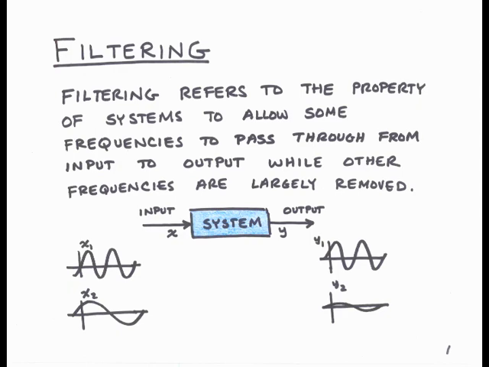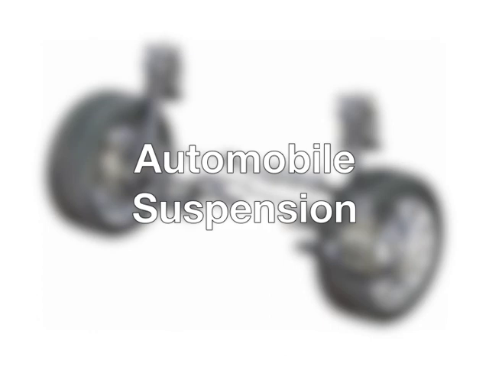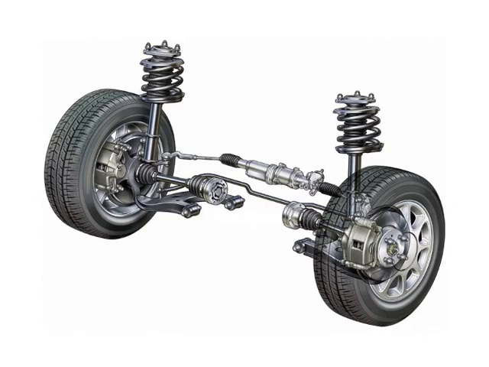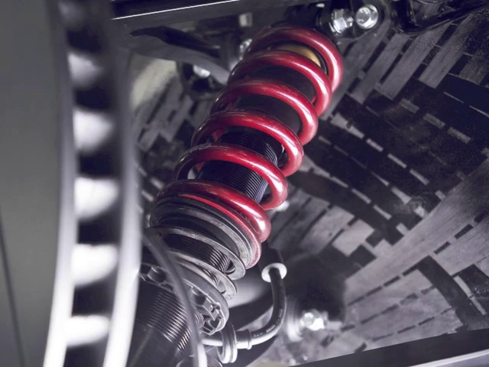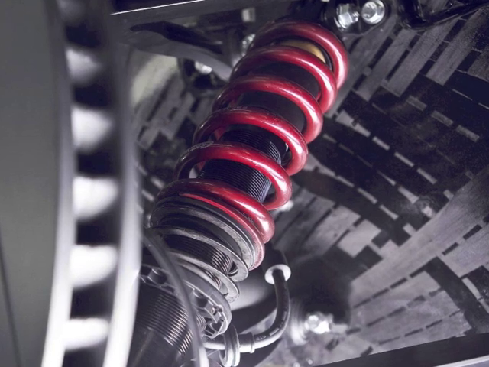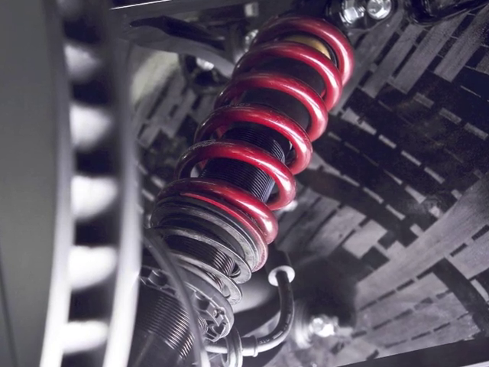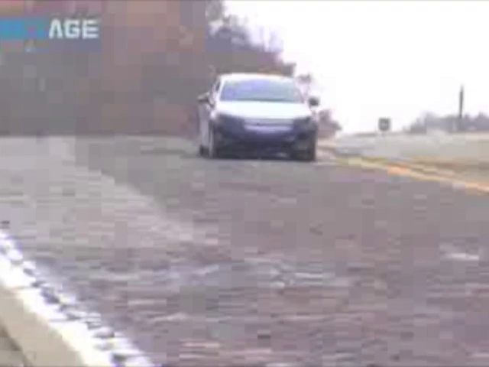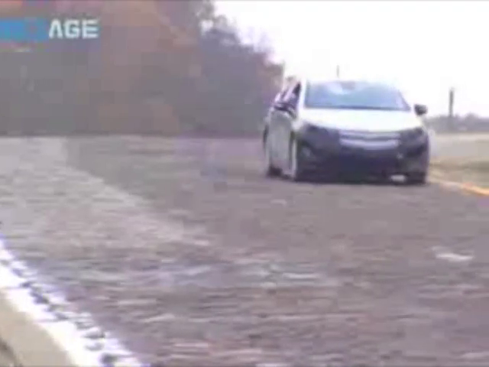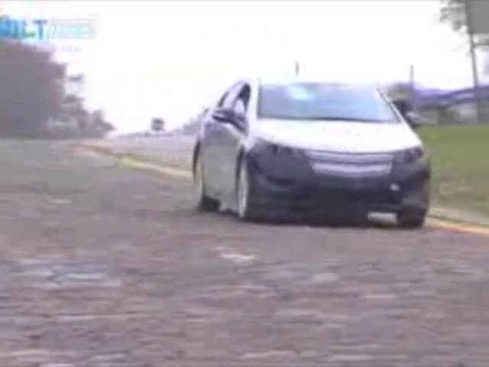Let's now examine filtering by looking at an actual mechanical engineering application. Let's examine the suspension of an automobile. The suspension serves two purposes. The first is to maintain a distance between the car's body and the ground, so that as the car moves across the road, parts of the body do not come into contact with the ground. For this purpose, the car's body must follow the contours of the road.